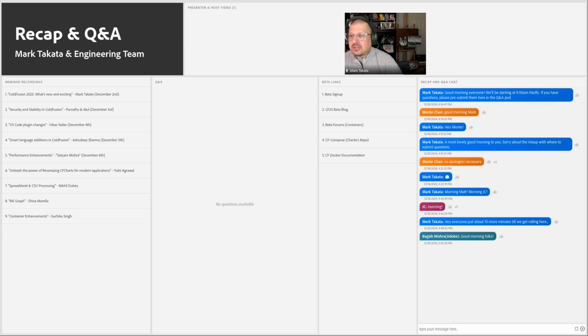So after the smart language additions, we had Satyam talk about performance enhancements. Now, you haven't really heard us talk about performance in a while, like CF23. We didn't really do much to make the engine that much faster. We just added features in that one. We heard you loud and clear after that you wanted to make sure that Cold Fusion was performant, that it was at least at parity with some of the other engines out there, and we've done it.